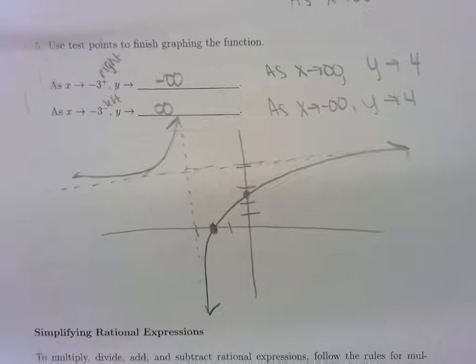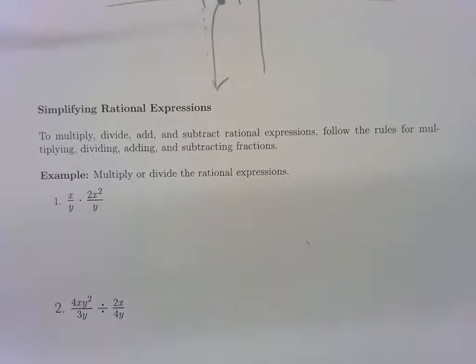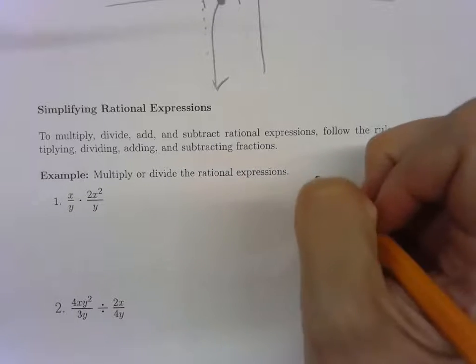Okay, middle of page 21, we're going to just go on to simplifying rational expressions. You will have these on the SAT. You'll have some simplifying, multiplying, dividing, adding, subtracting. Okay, so it says to multiply, divide, add, and subtract rational expressions, follow the rules for multiplying, dividing, adding, and subtracting fractions. Okay, so let's just quickly go over those.